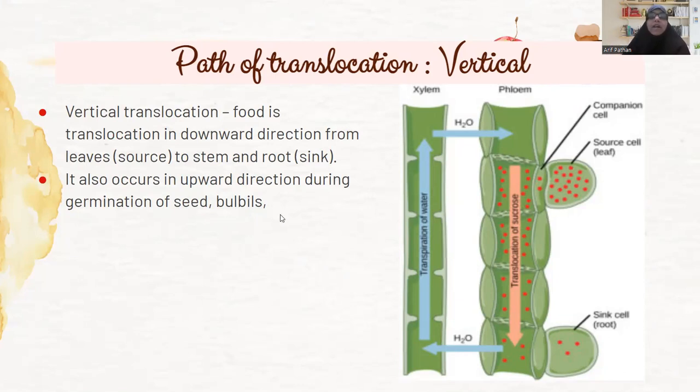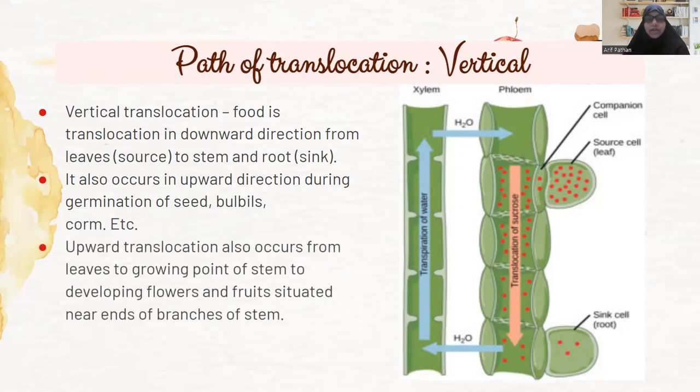Germination is happening, bulbs are getting converted into flowers. So there also it will be translocated. So it will be in both upward and downward direction, not only solely downward direction. Okay, it also occurs from the leaves, upward translocation from the leaves to the growing point of the stem, to developing flowers, fruits situated near ends of branches of stem. So as we mentioned, upward and downward both.